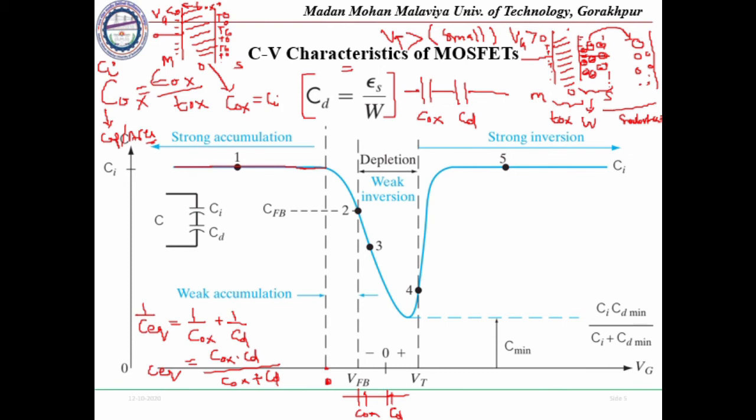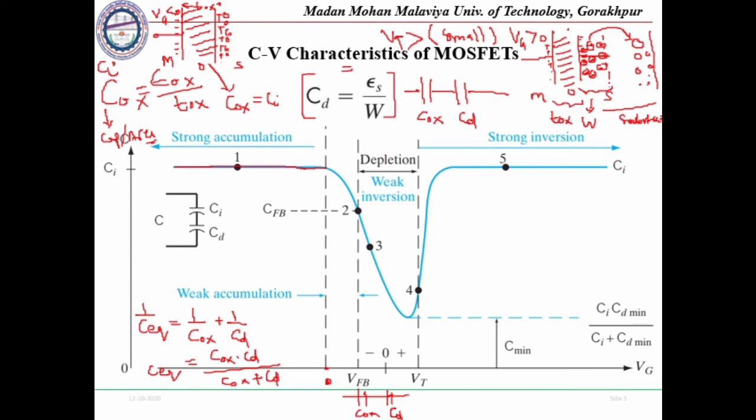Once we are getting this as the capacitance, one thing we can see is that if two capacitances are connected in series, then out of these, whichever is the minimum, the equivalent capacitance will be even smaller than the minimum one.